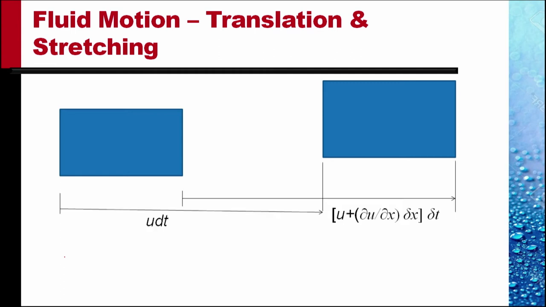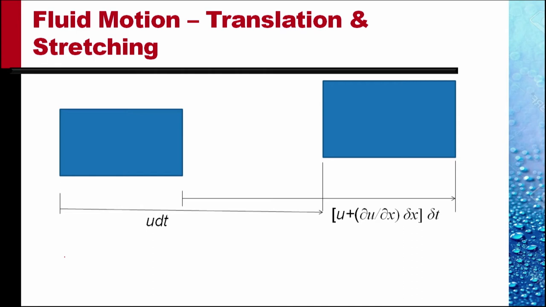Now, if we consider the leftmost lower edge of the fluid element, in time delta t, it would have moved a distance u delta t. And the rightmost element on this line would have moved a distance u plus delta u by delta x into delta x times delta t. The velocity of the point on the right side is going to be a little different from the velocity at the left end, and the velocity at the right end is found by Taylor's expansion.